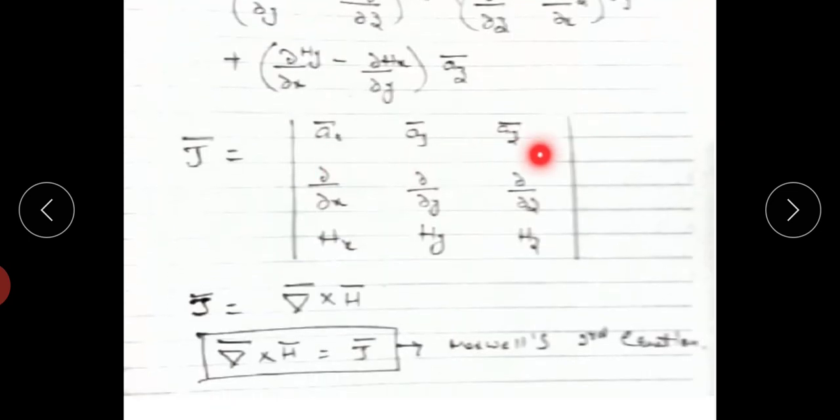So this relation equals del bar cross h bar. So cross product with the del operator is called the curl operation. So j bar equals del bar cross h bar. The Maxwell's third equation: del bar cross h bar equals j bar. Here h bar is the magnetic field intensity, j bar is the current density. Del bar cross h bar is called the curl operation. So curl h bar equals j bar, the Maxwell's third equation.